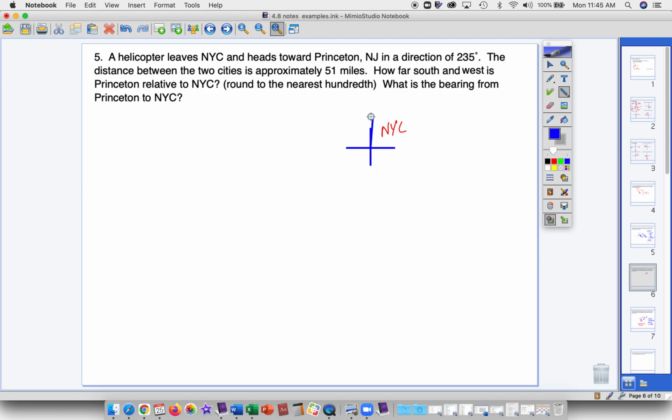So I'm going to start north, and I'm going to rotate 235 degrees. Remember, south is 180. So there would be my 200 from here around. That's my 235 degree bearing angle. What I'm going to use, I'm finding how far south and west I'm going.